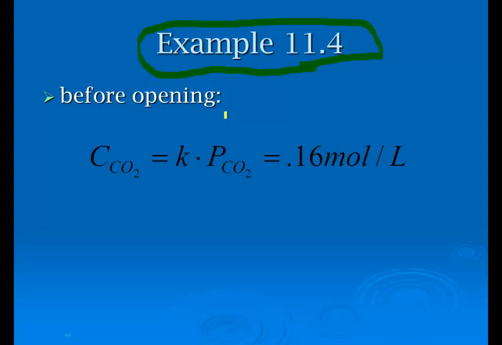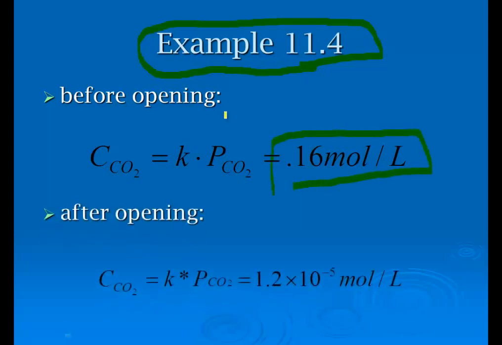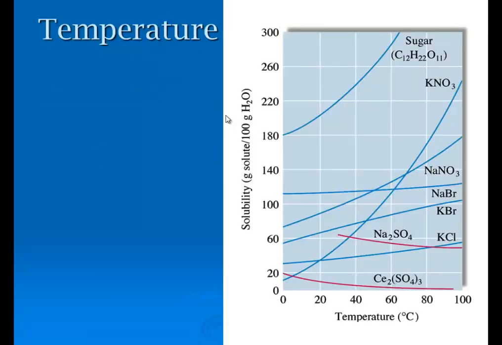If you look in example 11.4, before opening the concentration is 0.16 moles per liter. After opening, it's going to be 1.2 times 10 to the negative fifth moles per liter, and essentially that's why your soda goes flat. As soon as you open it, all the bubbles escape, and then there are no more bubbles in your soda if you allow it to stay open to the air.